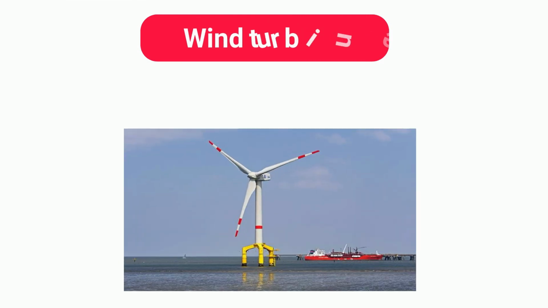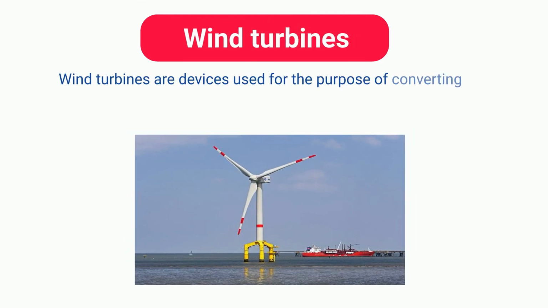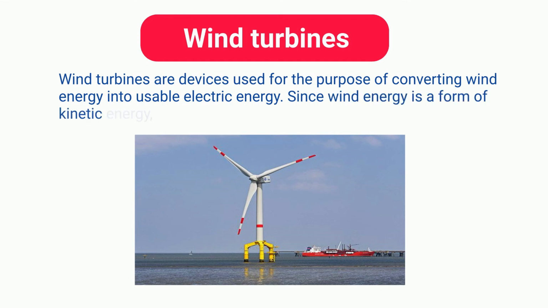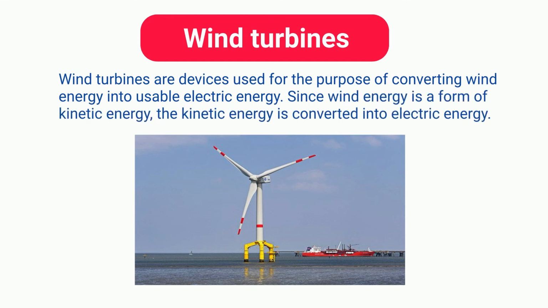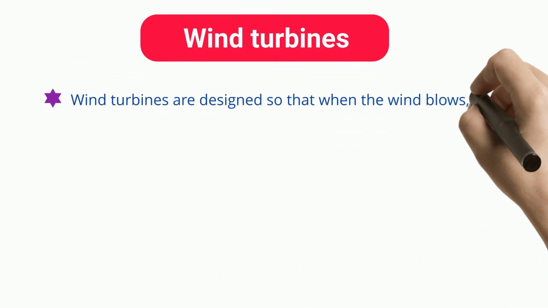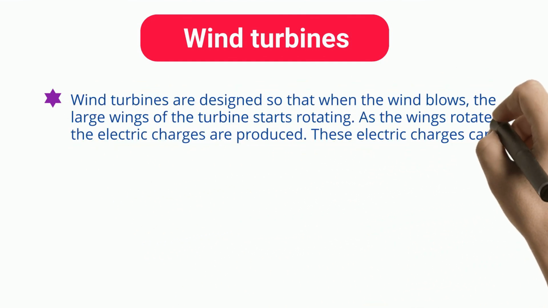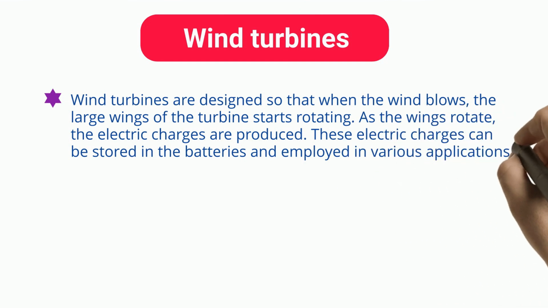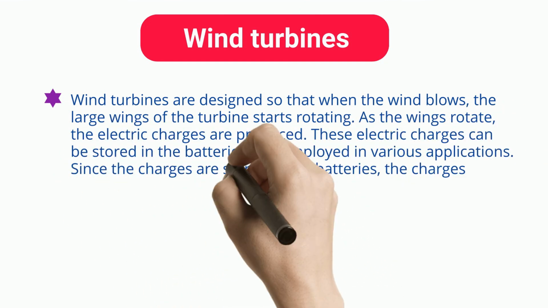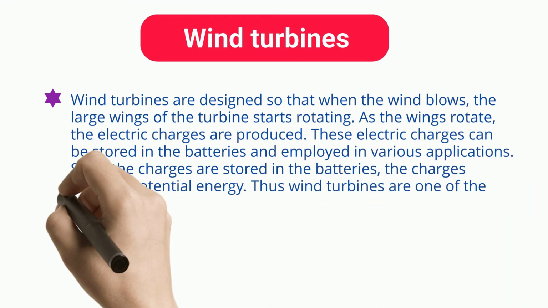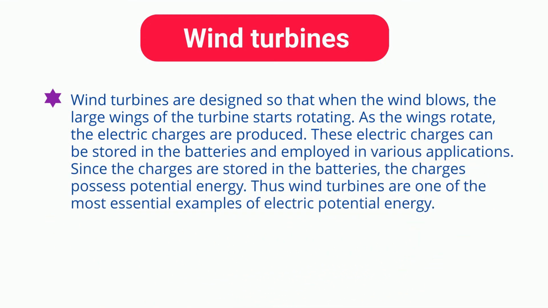Wind turbines. Wind turbines are devices used for the purpose of converting wind energy into usable electric energy. Since wind energy is a form of kinetic energy, the kinetic energy is converted into electric energy. Wind turbines are designed so that when the wind blows, the large wings of the turbine start rotating. As the wings rotate, the electric charges are produced. These electric charges can be stored in the batteries and employed in various applications. Since the charges are stored in the batteries, the charges possess potential energy. Thus, wind turbines are one of the most essential examples of electric potential energy.